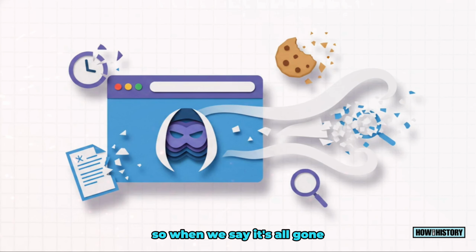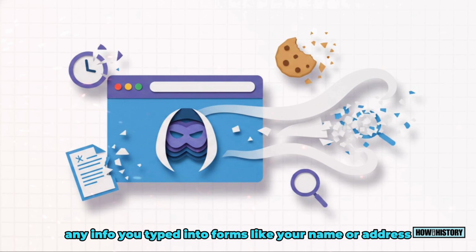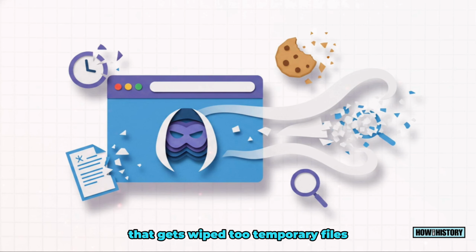So when we say it's all gone, what are we talking about? Well, your browsing history for one, also all the cookies and site data that websites use to remember you. Any info you typed into forms, like your name or address, gets wiped too. Temporary files, search terms you typed in, all of it is designed to just vanish the moment that session ends.